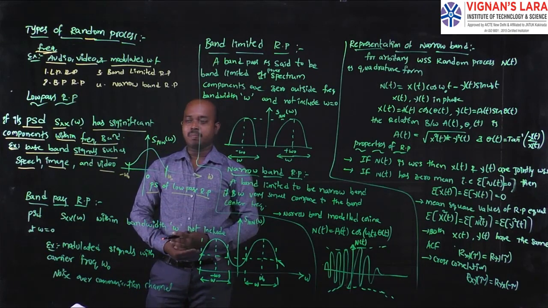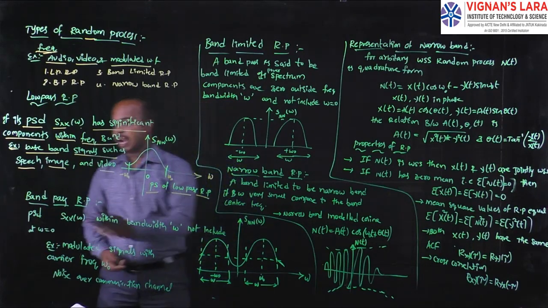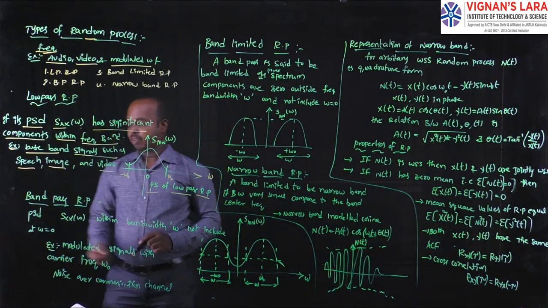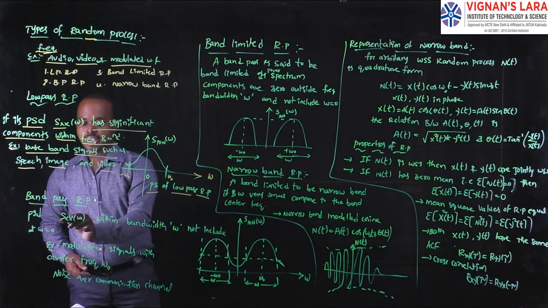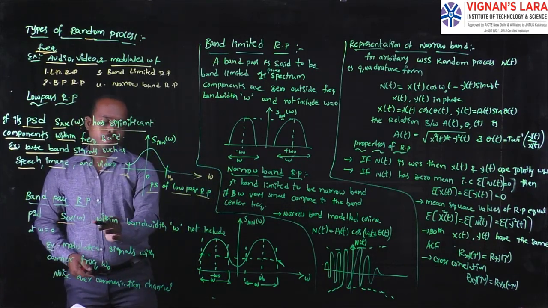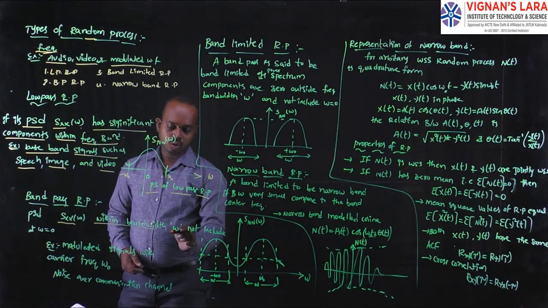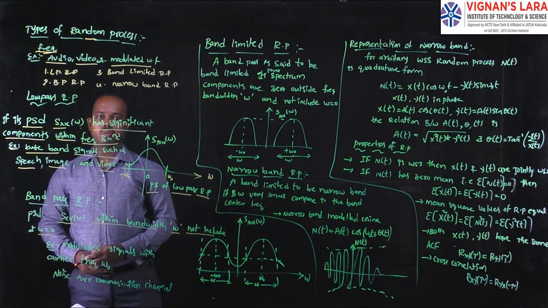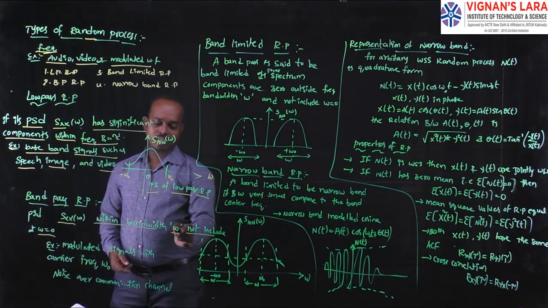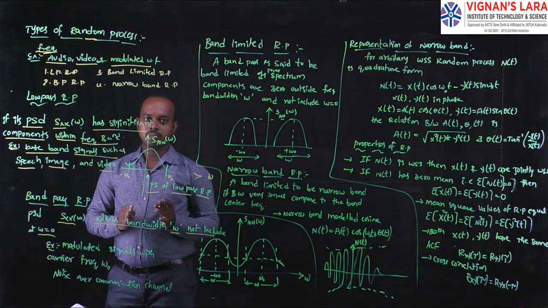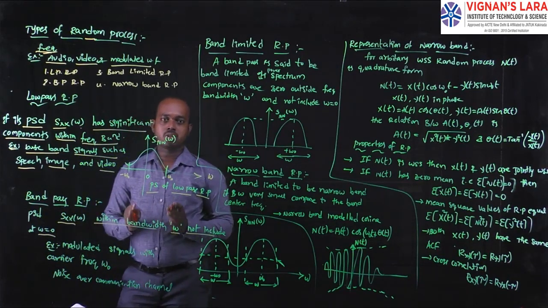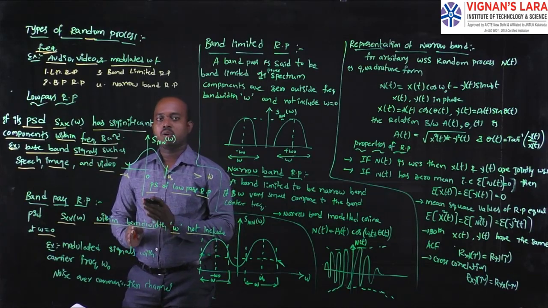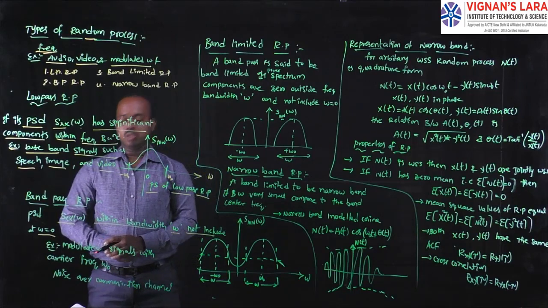Coming to the second type, the band pass random process. Here we define that its power spectral density S xx of omega lies within the bandwidth W, and it does not include W equal to 0. Here W indicates the bandwidth. If the spectrum exists within the bandwidth, it does not have a value at omega equal to 0.